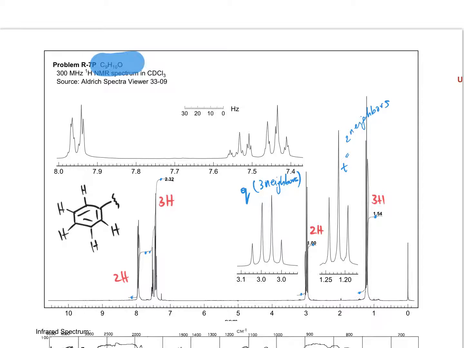So from what I can infer, the triplet would be next to a methyl group, and the quartet is next to a CH2. That's indicative of a fragment attached to something we don't know yet: CH2, CH3, so an ethyl group. Additionally, the CH2 is shifted because it has a chemical shift of 3, so it is closer to something electronegative.